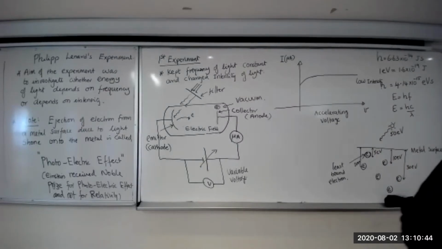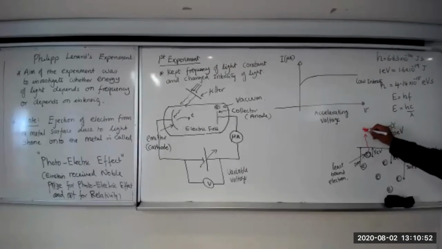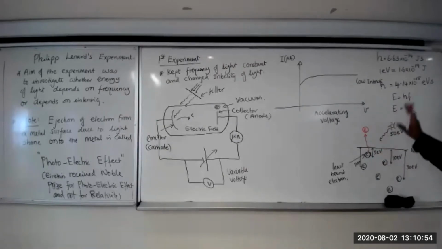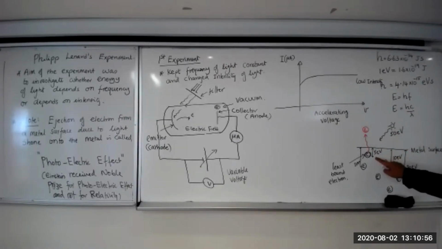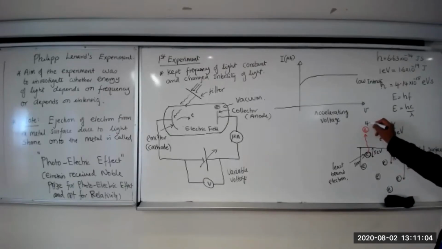When that is liberated and comes out, how much? This is purely kinetic energy. You're receiving 50, you had to spend 5 to get out. It will have 45 electron volts of kinetic energy. This is purely kinetic energy.